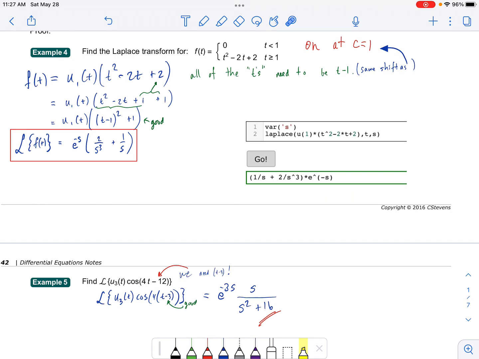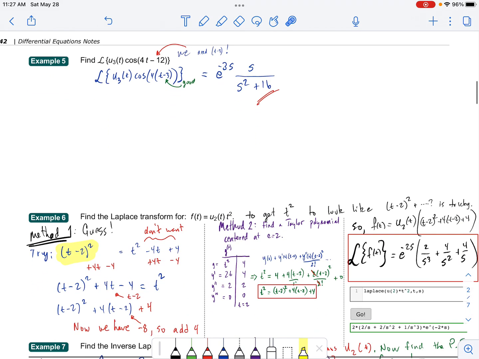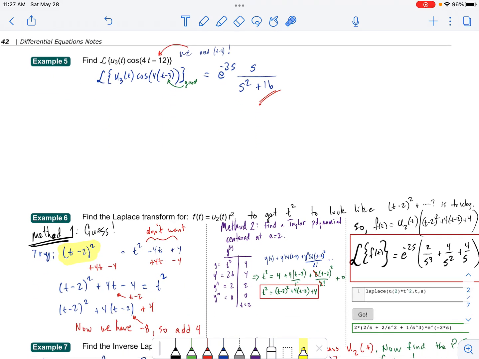The next function we took a look at was example 5, where again I can see that we've got a unit step of 3, so my function needs to be shifted as a t minus 3. We saw that that was fairly easy in this instance, because if we factor out a 4, we do get that t minus 3. And so our Laplace will be e to the negative 3s, from our unit step sub 3 and our t minus 3 shift. And then the Laplace of a cosine is simply s divided by s squared plus 4 squared, 16.